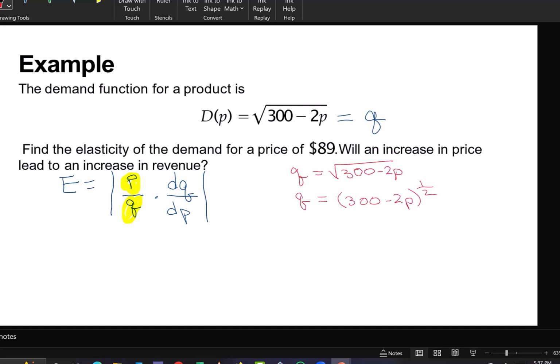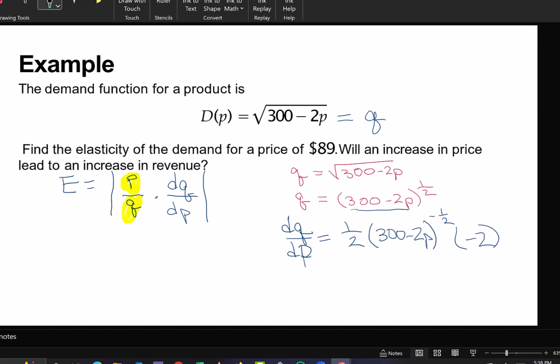I'm going to use my chain rule when I take the derivative of this. So the derivative of the quantity with respect to P is equal to 1/2 times what's inside to the minus 1/2 times the derivative of the inside, which would be -2.